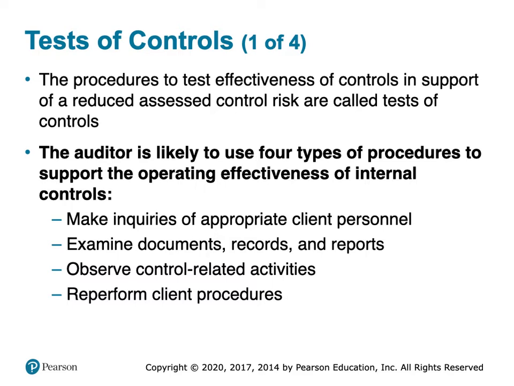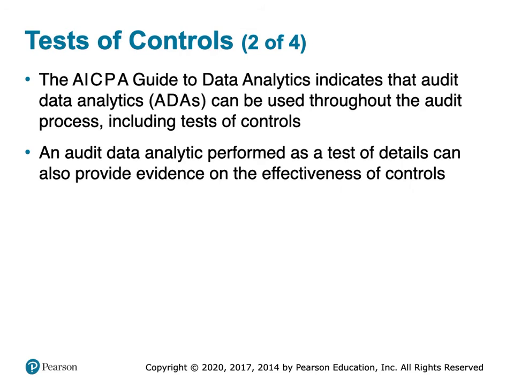Otherwise, you're doing more work than you need to. So the procedures that you would do to test controls are inquiry and observation. So examine a document, examine a record, examine a report, look at control-related activities, and reperform client procedures. You could use audit data analytics, including tests of controls, and you can use it as a test of details also, because it could also provide evidence about effectiveness of controls.